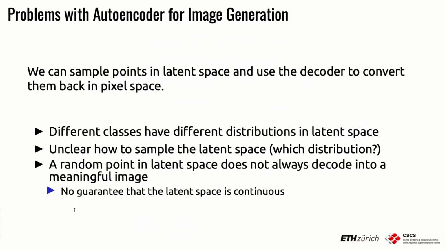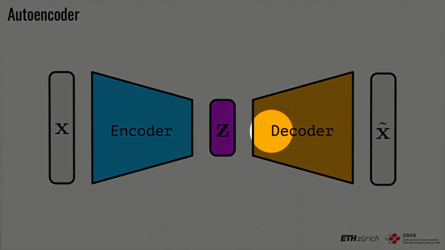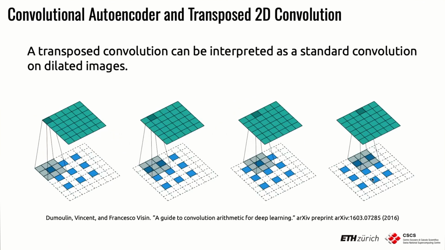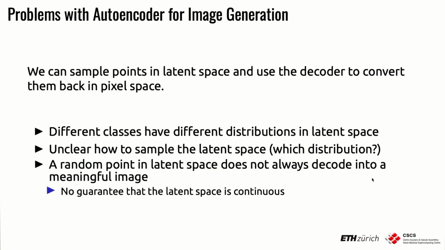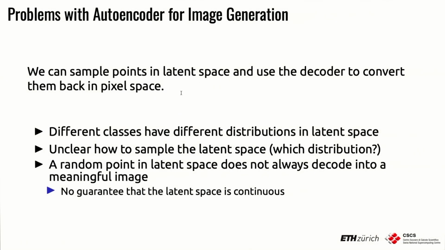The problem with this kind of model is that, once your model is trained, you have essentially a decoder that, given a sample in the latent space, can create an image. The problem is that there is no structure in the latent space because it has not been constrained in any way. So essentially, for generating images from an autoencoder, we can sample points in latent space and use the decoder to convert them back to pixel space.